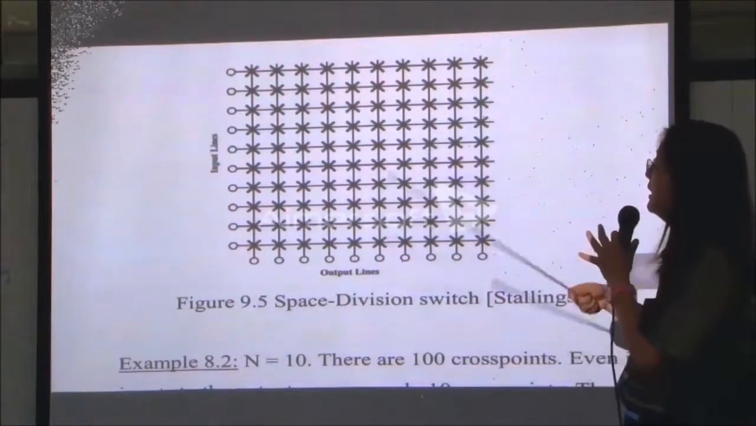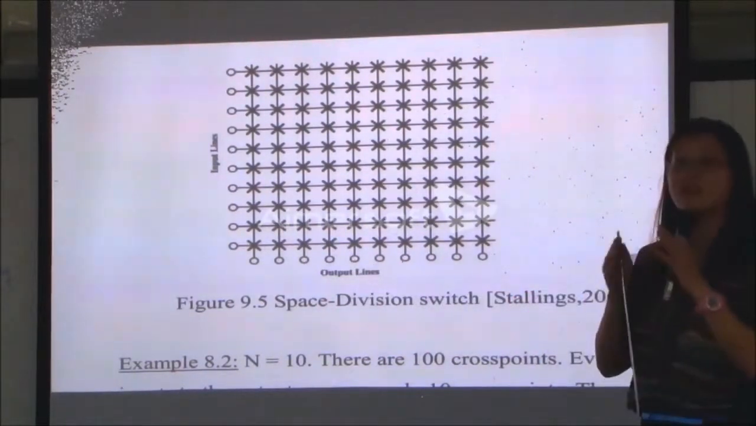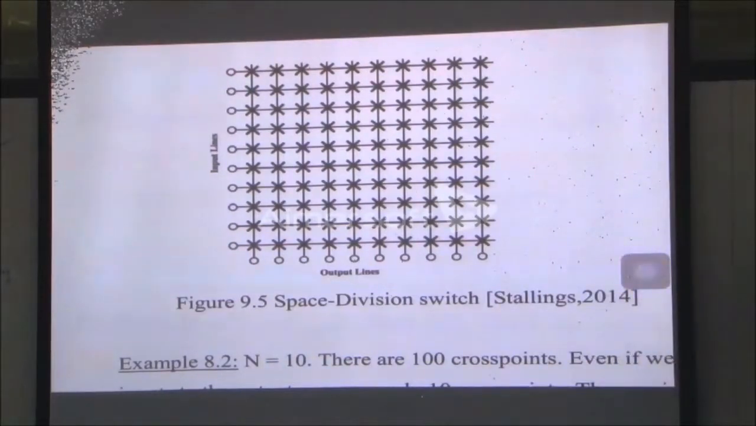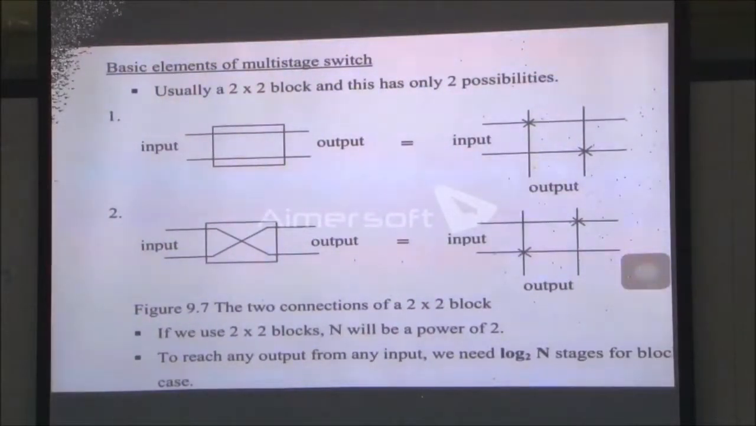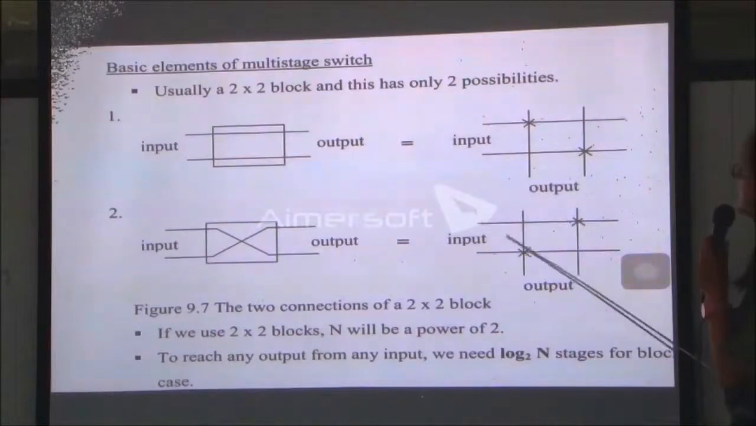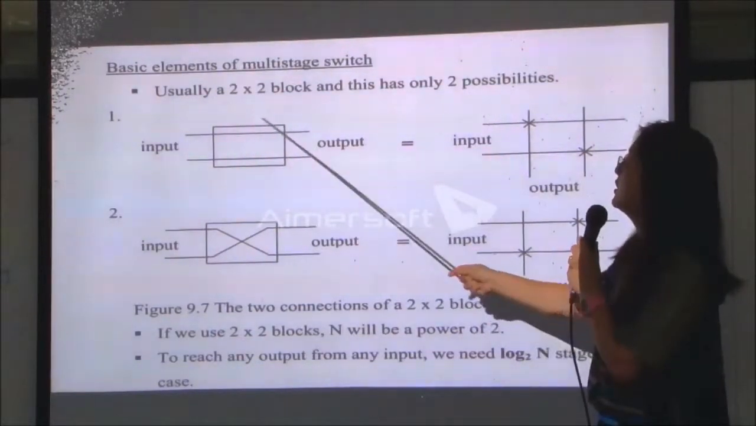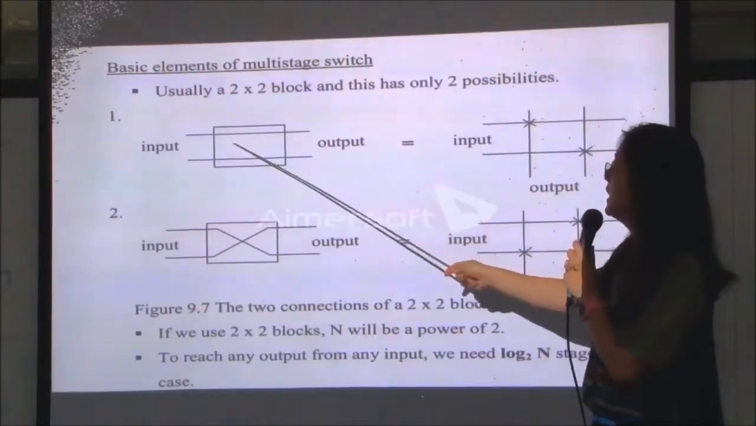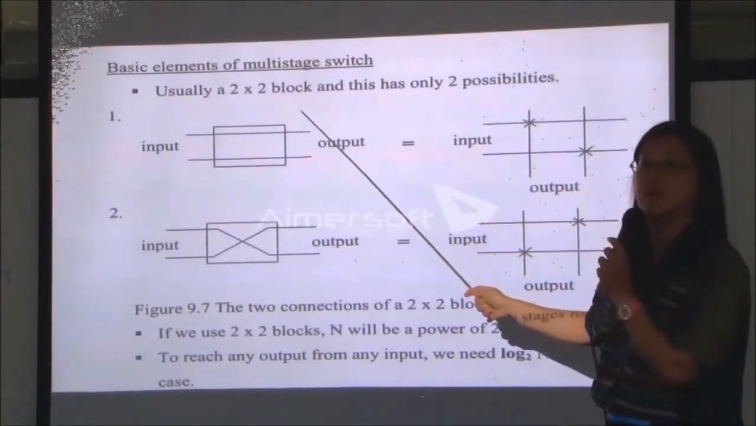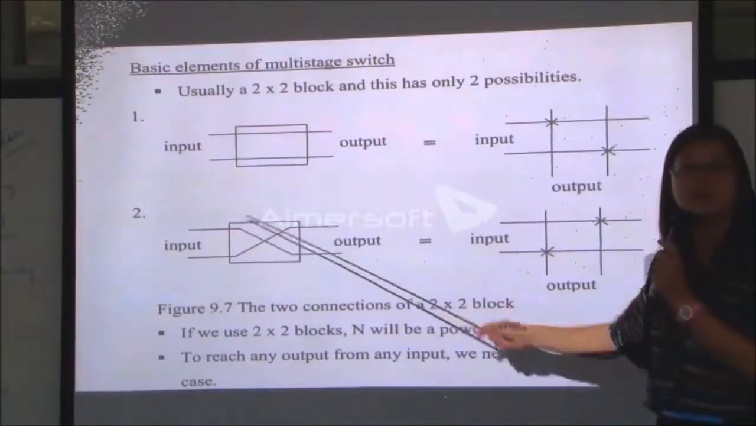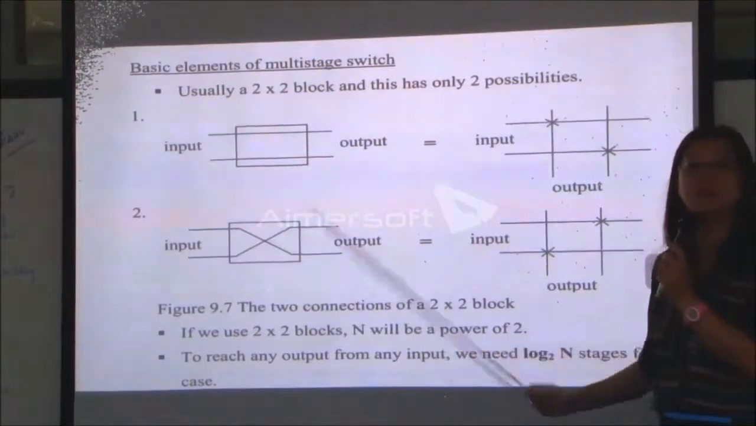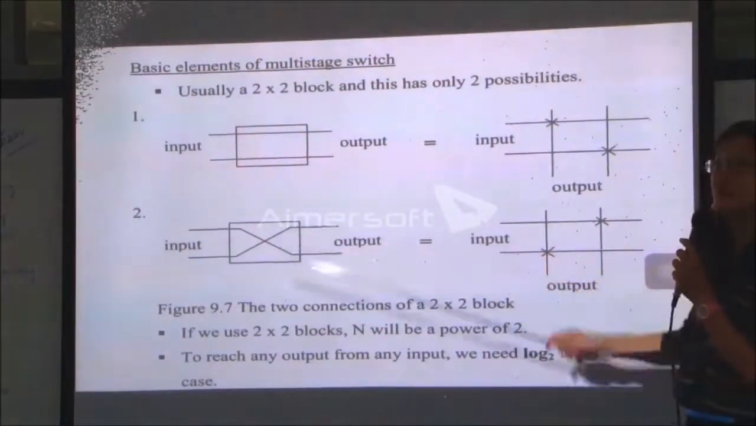And if you build a switch based on a small 2 by 2 cross point, as I told you last time, you have something like this. This is the inside, and this is the way that we're going to draw it. If you have a 2 by 2 block, we can have first input to first output and second input to second output, or in a cross way, first input to second output and second input to first output. So we can have only two ways like this.